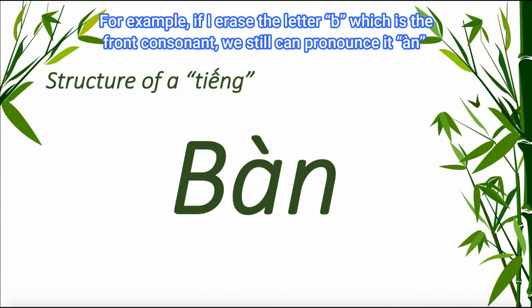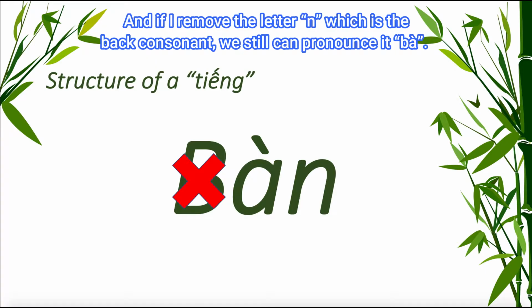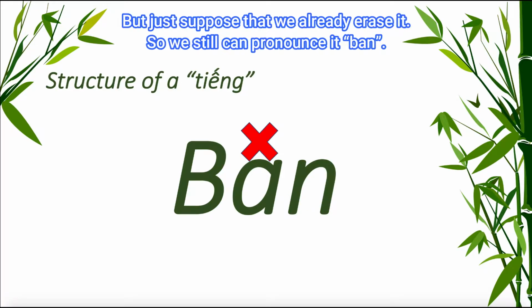For example, if I erase the letter B, which is the front consonant, we still can pronounce it an. And if I remove the letter N, which is the back consonant, we still can pronounce it bà. And if I erase the tone, actually it becomes another tone, but just suppose that we already erased it. So we still can pronounce it ban.